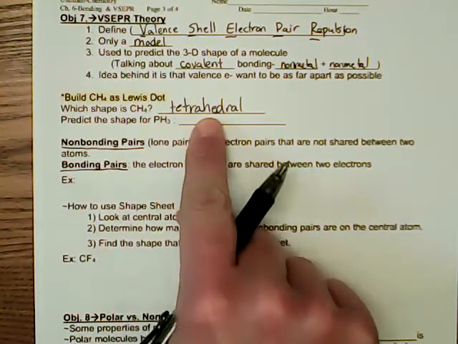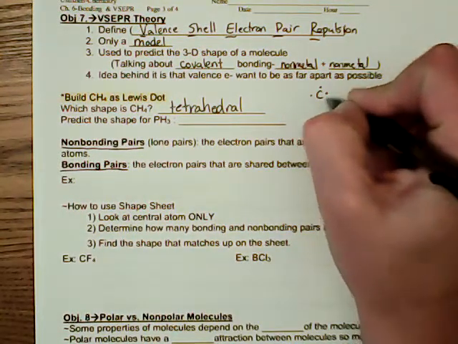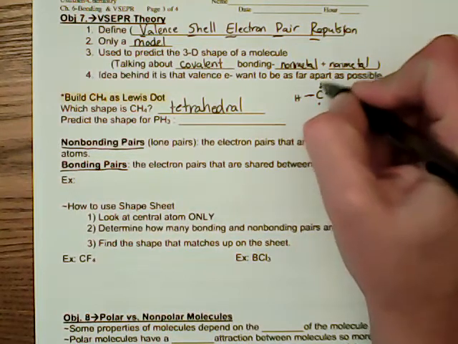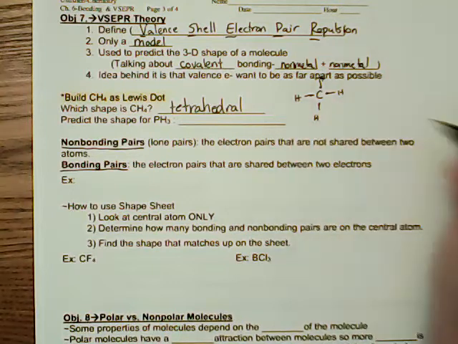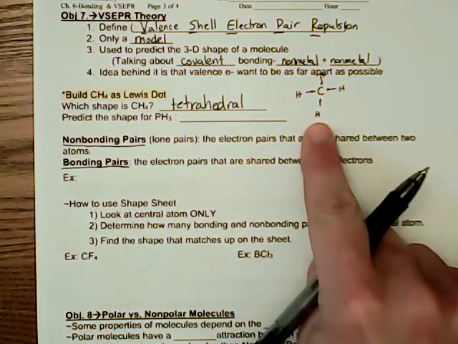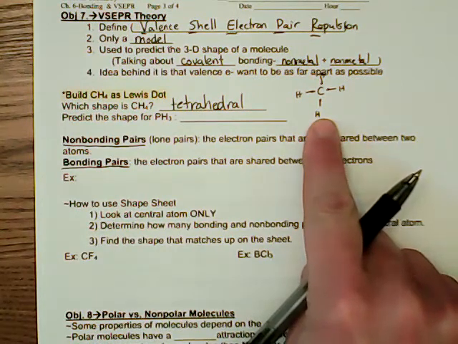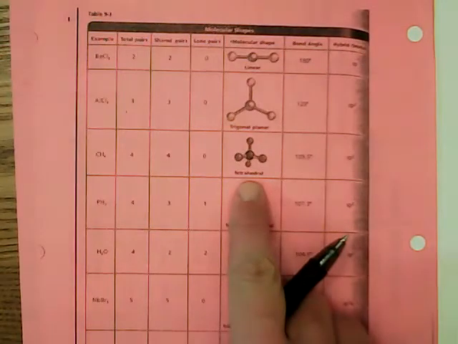CH4, how do I know that's tetrahedral? Well, I started with carbon, group 14, and then my 4 hydrogens come in. Should have left myself more room, but I didn't. Now, if you were to draw this on the Chapter 6 test, I would mark that incorrect because that is not the actual shape of CH4 methane gas. You have to use your shape sheet to determine the actual shape. And the actual shape here is tetrahedral.